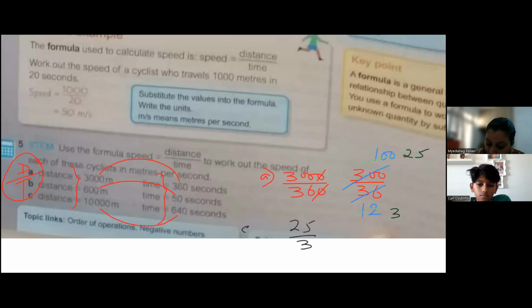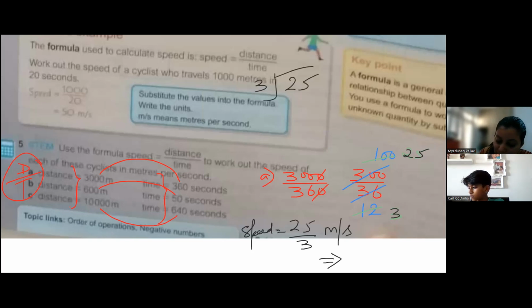What are we finding? We are finding the speed. So let us write it like this: speed is equal to 25 upon 3 meter per second. Either we can leave our answer as a fraction, or we can find it in decimals. See, 25 divided by 3 is easier than 300 divided by 36, isn't it? The answer would have been the same. It's just that now it has become easier.